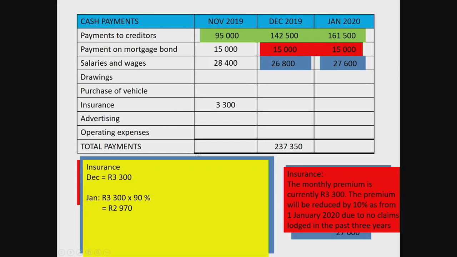So 3,300 for December, and then 90%. Why? Because we're paying 10% less, so we'll only be paying 90% of the current amount. Or what you can do, you can just minus 3,300, which is the 10%, and then you should get 2,970. So those are the figures for December and for January.